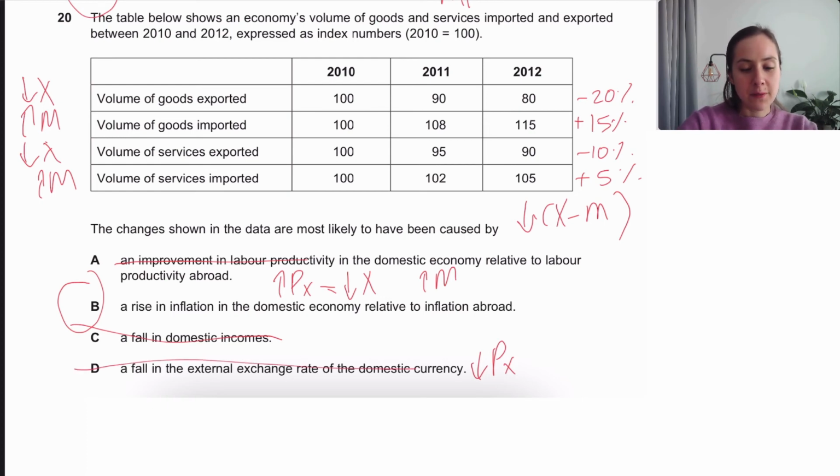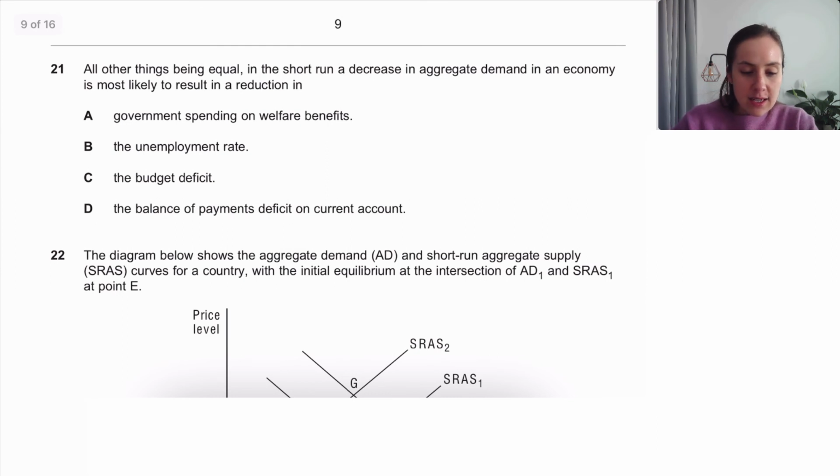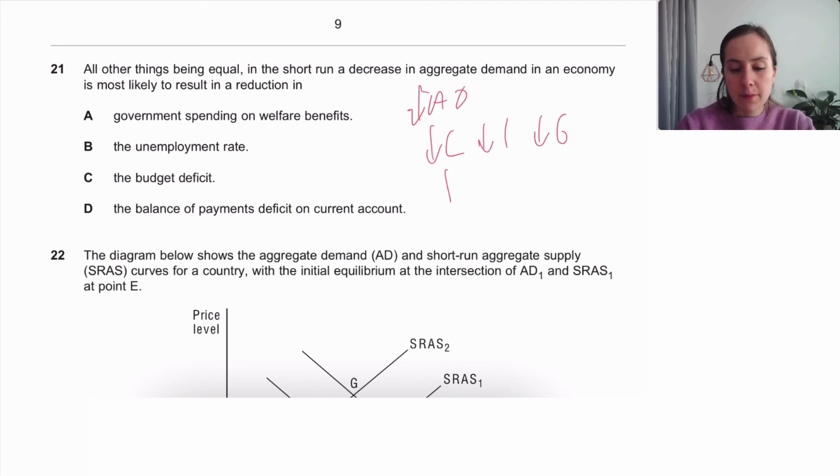That's a sneaky one. In the short run, a decrease in the AD. So AD falls if there is less C, less I, less G, less X, and more M. So watch out for that negative: a reduction in government spending, yeah, that's the answer.